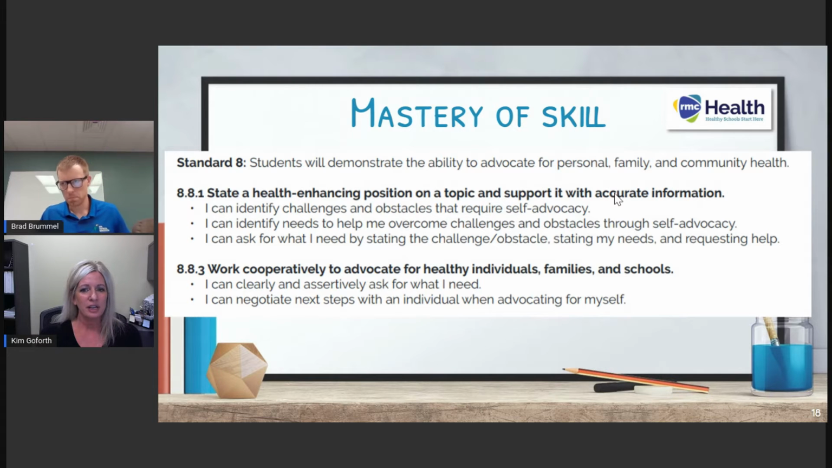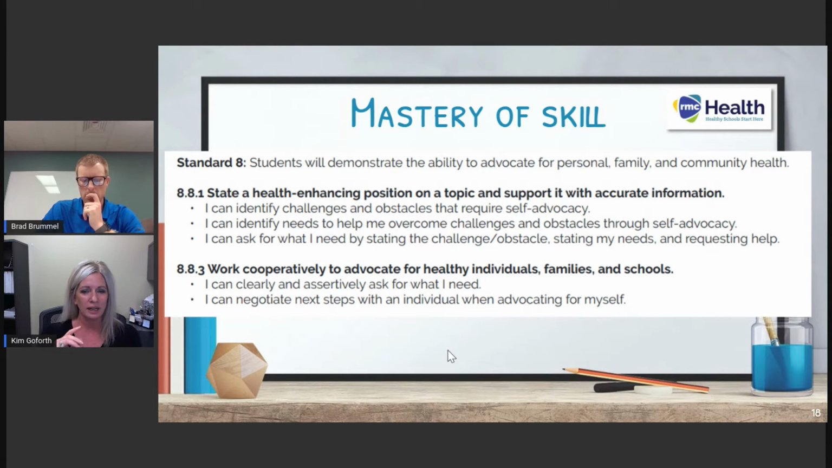I can identify challenges and obstacles that will require this. And so just identifying at this point what's going to be thrown at me that I really won't be able to advocate like I really feel in my head that I should. Another one, I can identify needs to help me overcome those challenges. So not only can they identify, ooh, that's going to be a problem for me, but here's the thing that I could do to help me overcome that. And then the last bullet there, I can ask for what I need by stating my needs, and then requesting the help. And so it's broken down nicely.